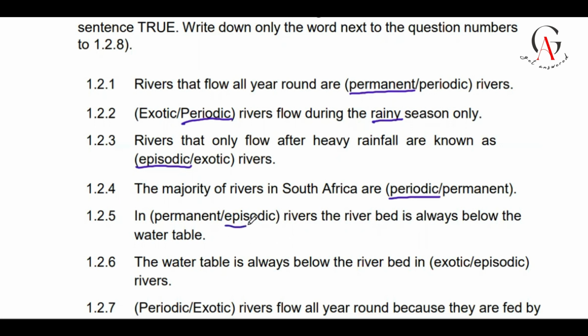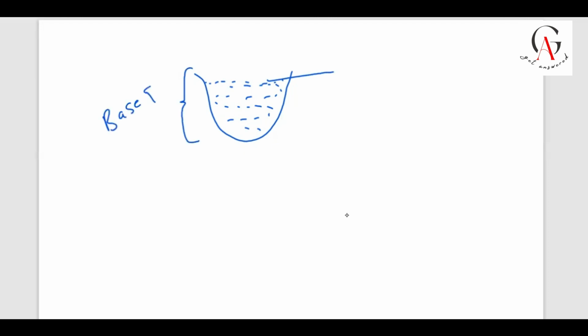That's going to be the episodic river. So in episodic, the riverbed is always below the water table. If we try to illustrate this on this one here, this is our base flow. I spoke about this one sometime before, and we said the upper surface of this is the base flow. Then this is the water table. So rivers whose bed cannot reach the base flow, this is the river bed. So these rivers, we call them episodic rivers because they are never supplied by the water table.